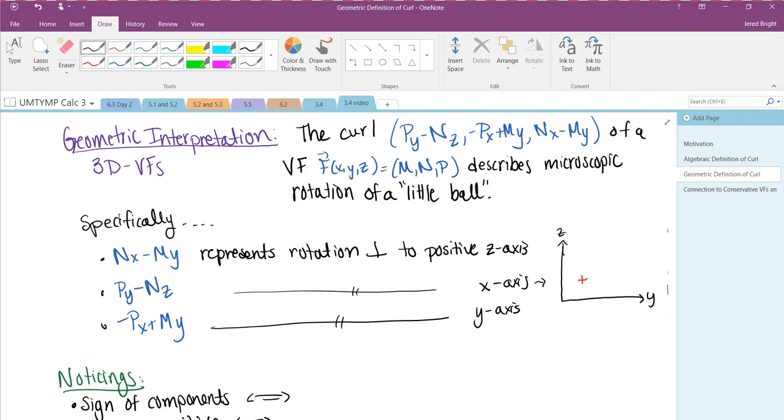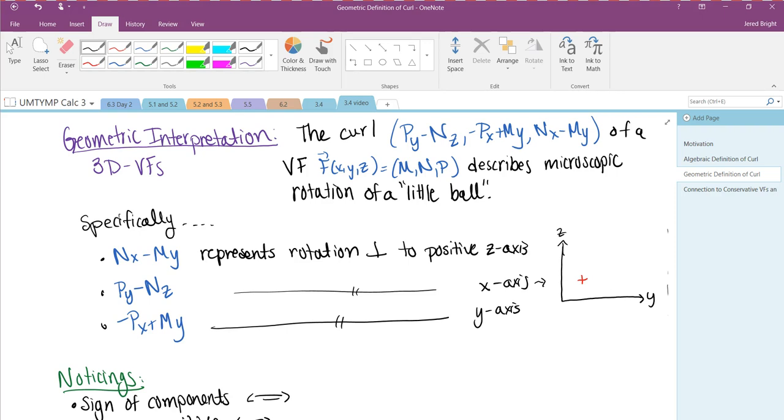In the last video, we began discussing how to interpret a vector field geometrically, and we focused on the 2D case. Now we're going to focus on the 3D case. Remember that in 3D vector fields, the curl was a little bit more expansive of a formula, but really it's just a determinant. And from what we were saying back in the motivation video, we think of the curl as describing microscopic rotation in a little ball around the point of interest.